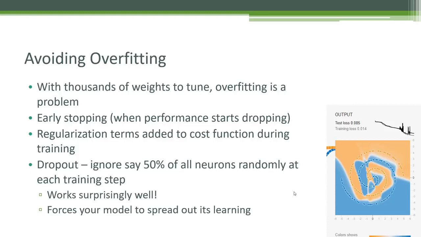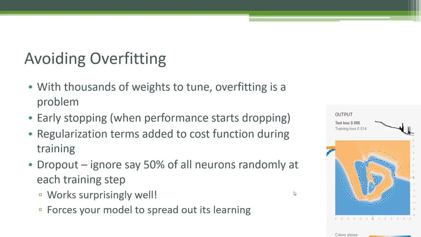There are also regularization terms you can add to the cost function during training. That can basically, like the bias term that we talked about earlier, help too. But a surprisingly effective technique is called dropout. And again, it's an example of a very simple idea that is very effective. The idea is just to ignore, say, half of the neurons randomly at each training step. Pretend that they don't exist at all.